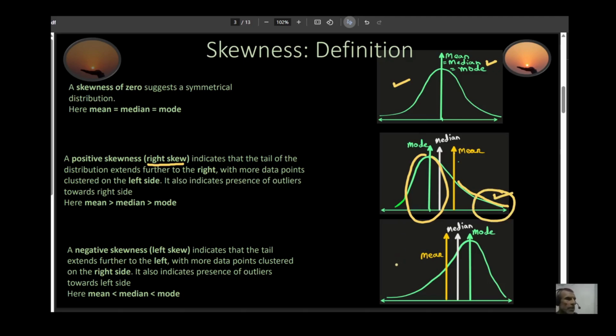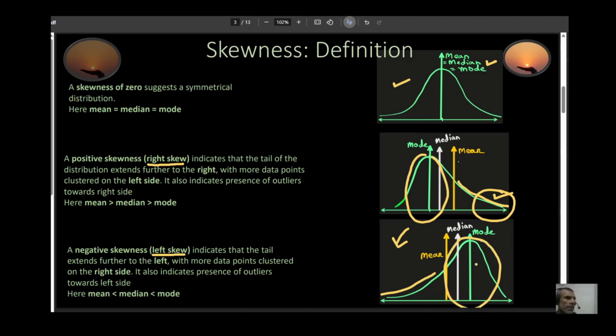On the other hand, negative skewness, another name for that is left skew. This indicates that the tail is extending further towards the left. This is like the opposite of the top one right here. Now this indicates that more data points are clustered towards the right hand side of my curve, which is this area right here.